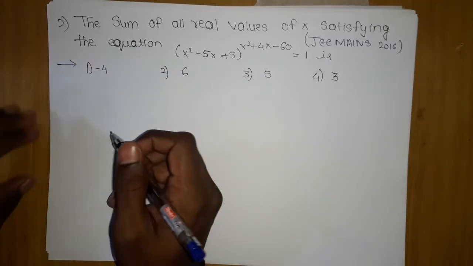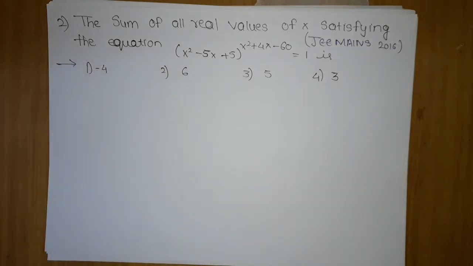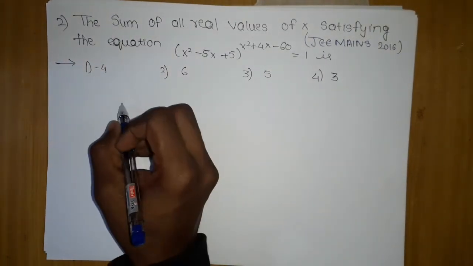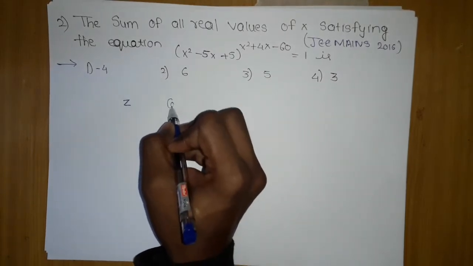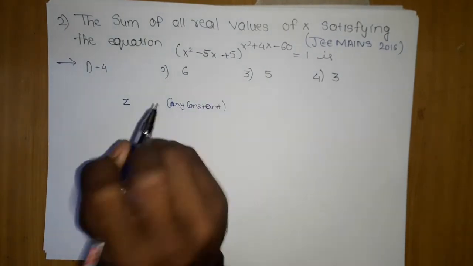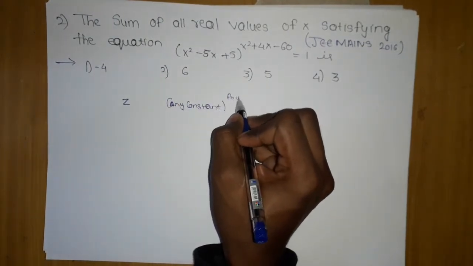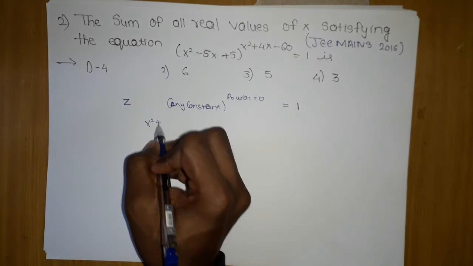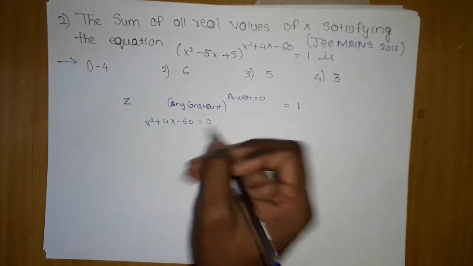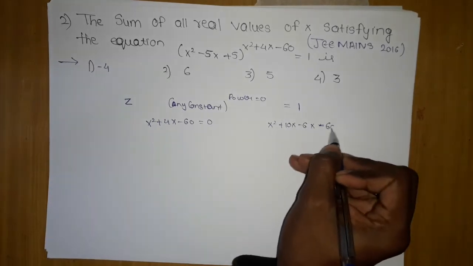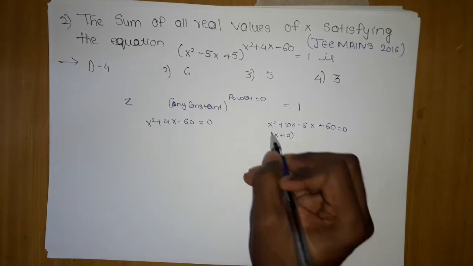Now forget about the question, just think. It should be equal to 1. We want to find the x satisfying this, the sum of all the x which are satisfying. First, you know when it can be equal to 1: if there is any constant, and it has power equal to 0, it will automatically become 1. So if x square plus 4x minus 60 is equal to 0, then we have x square plus 10x minus 6x minus 60 equal to 0. So we have x plus 10 and x minus 6.